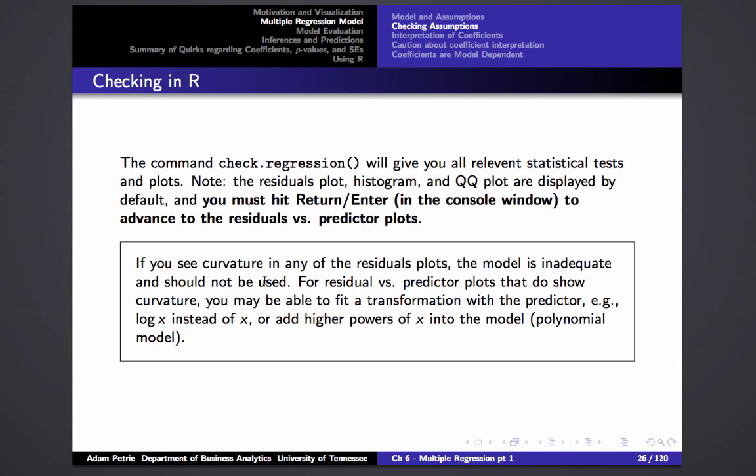Okay, so how do we get these plots out? Well, we've used this command already, check regression in R. It will give you the residuals plot, the QQ plot, the histogram, and it will also show you all of the residual versus predictor plots as well. Remember, if you see curvature in any of the residuals plots, this model is inadequate and can't be used here. You'll look at those residual versus predictor plots, and for the ones that do show curvature, you may be able to fit a transformation. Instead of predicting y from x, predict it from maybe x squared or log x. You can play around with that.